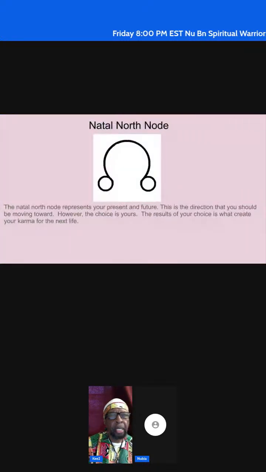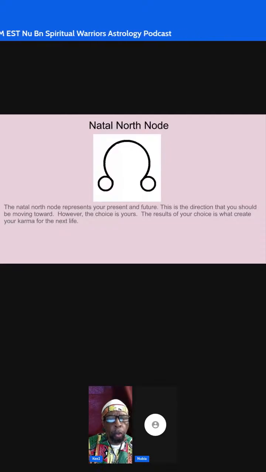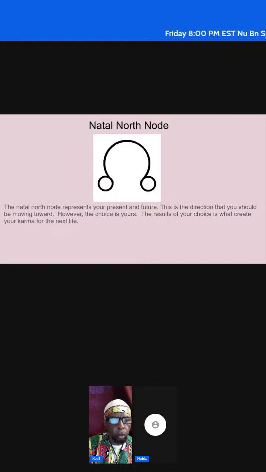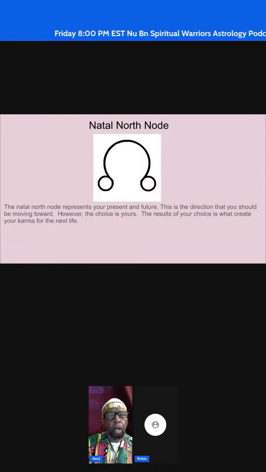Now we take a look at the natal north node. The natal north node represents your present and future. This is the direction that you should be moving towards. However, the choice is yours. The result of your choice is what creates your karma for the next lifetime. So when we're talking about the north node, we're talking about where you should be going in this lifetime.